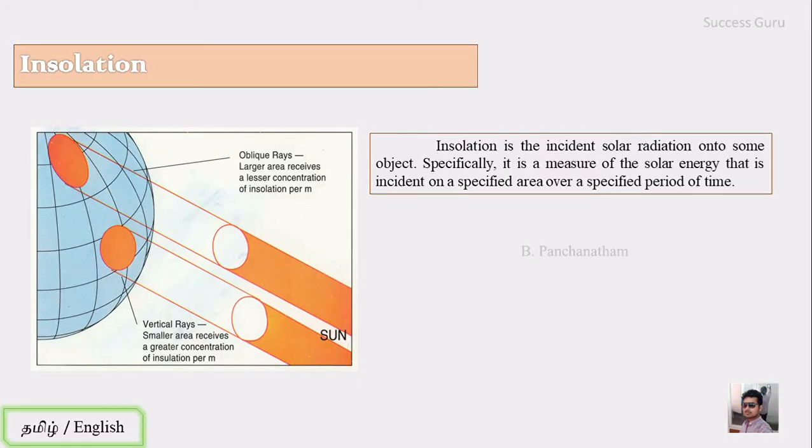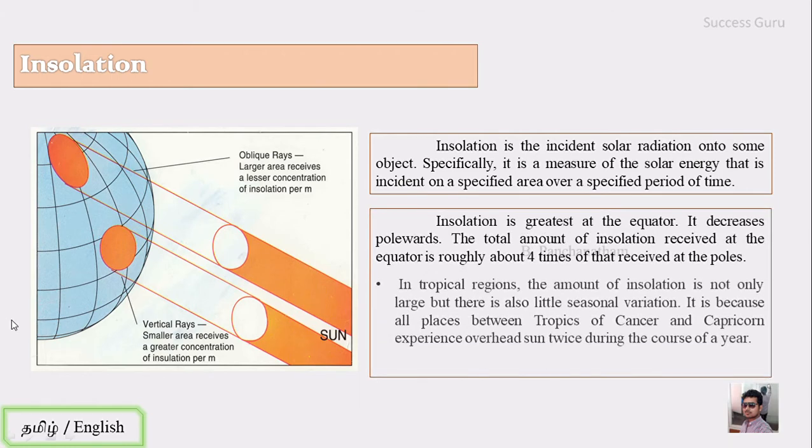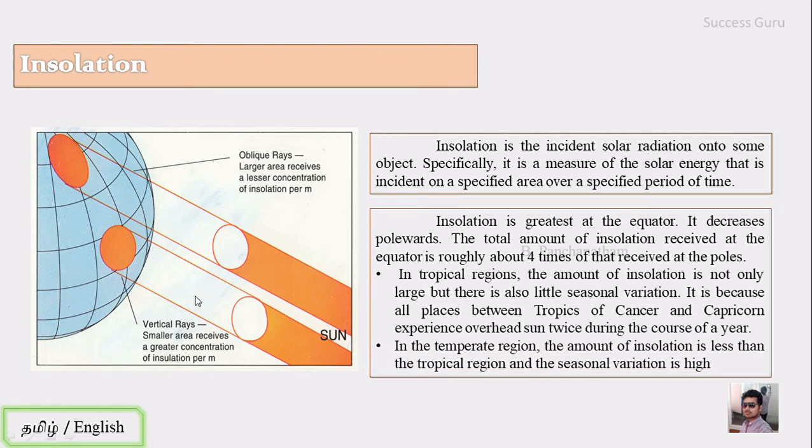The insolation. In general, insolation is the incident solar radiation onto some object, and to be specific, it is the measure of the solar energy that is incident on a specific area over a specific period of time. In the left side image, you can see the solar radiation that reaches the surface of the Earth. In the equatorial region, the solar radiation reaches it vertically, whereas in the polar region, the incident solar radiation is at an oblique angle according to its location.